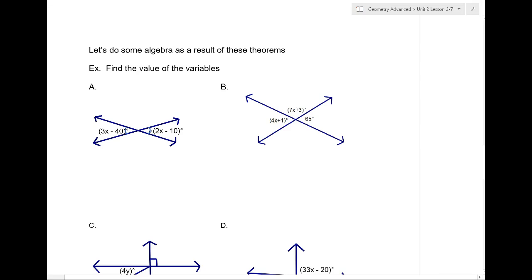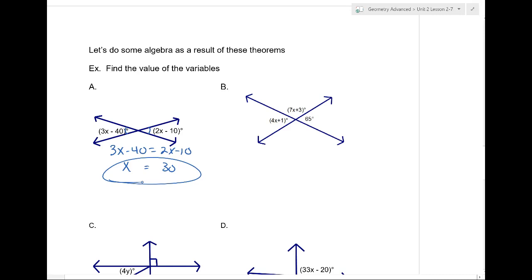You should always mark what you know in your diagram. If they're vertical angles, they're congruent to each other. So if I'm to solve this, doesn't that make your life really easy? I just set them equal and I solve for the variable. So then I get x is equal to, I got 30 here. So what did you guys get?